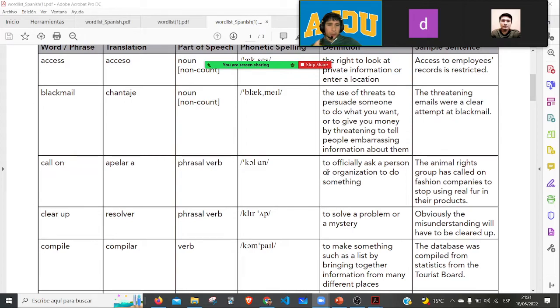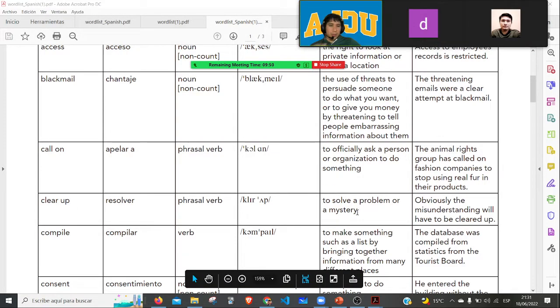Look at this: to officially ask a person or organization to do something. The animal rights group has called on fashion companies to stop using real fur in their products. ¿Qué es? Solicitar, apelar. Okay? Clear up: to solve a problem or a mystery. ¿Qué significa clear up? Aclarar algo, resolver algo. Obviously, the misunderstanding will have to be cleared up. Obviamente, el malentendido tendrá que ser aclarado o resuelto.